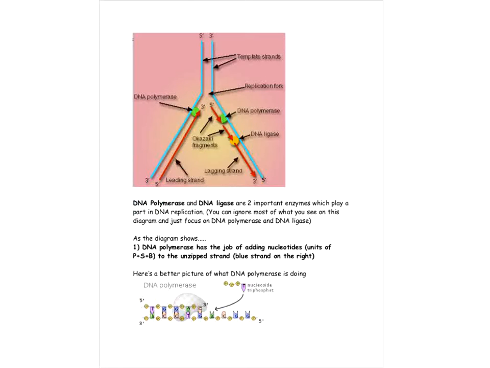Alright, now what are we looking at here? There's a whole bunch of stuff on this diagram, and I just want you to focus on a few things. Just focus on the DNA polymerase and what it's doing, and the DNA ligase and what it's doing. These are both special types of enzymes that are involved in DNA replication.